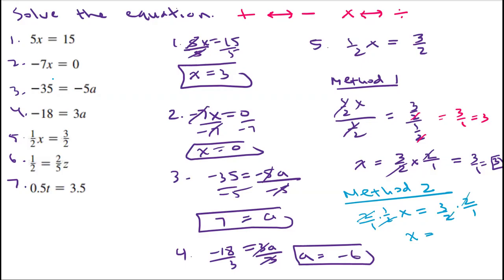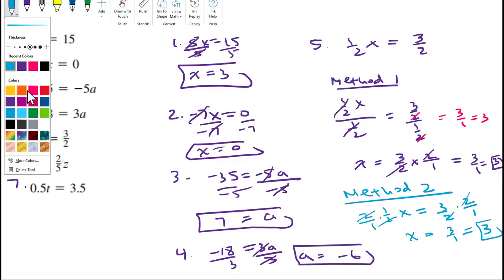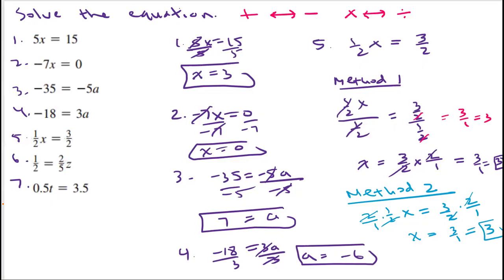Same thing here. These 2's will cancel. We get 3 over 1, which is equal to 3. Okay? So again, two different methods, and you can get the same result. In fact, I'm going to do one more method here that I just thought of, and that's by the LCD. Eventually, you want to start using method 3 when we get more into rational equations.